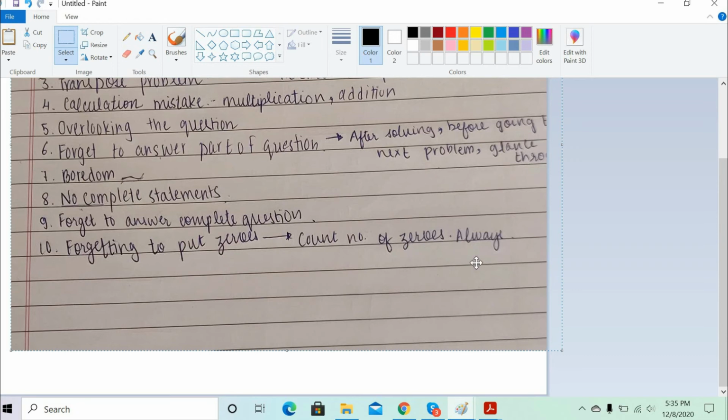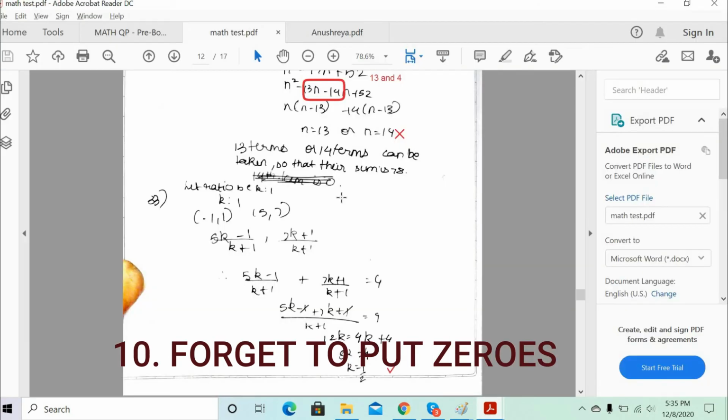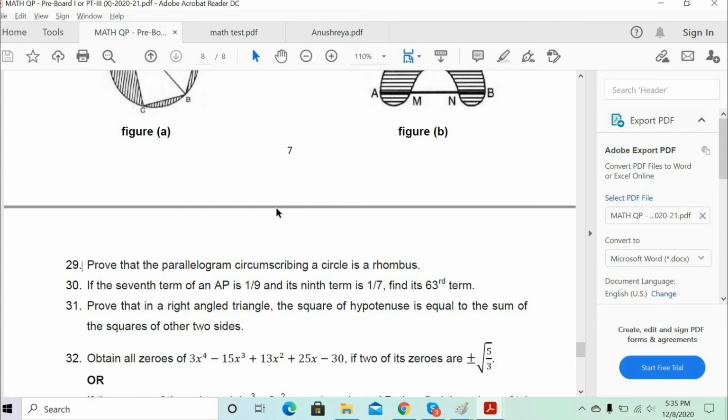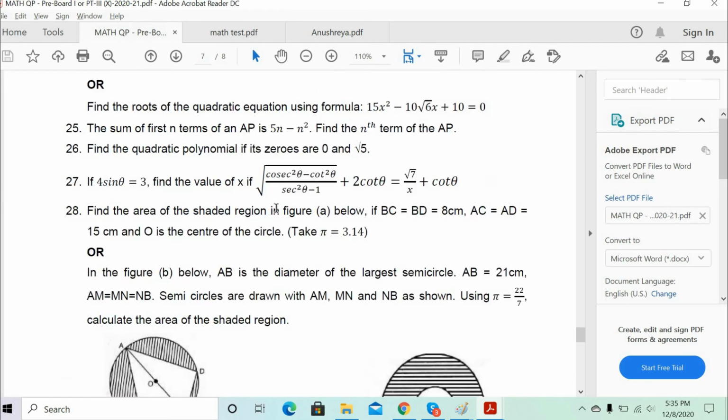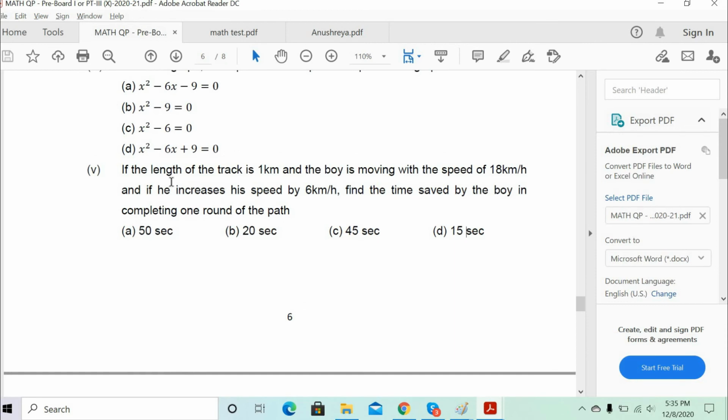Always count the number of zeros. This happens most of the time when you have unit conversions. For example, if the data is given in inches and you are asked to find it in centimeters, you need to do the conversion, otherwise the answer will go wrong. Let me show you another example. If the length of the track is 1 kilometer and the boy is moving at a speed of 18 kilometers per hour, and you increase the speed by 6 kilometers per hour, find the time saved by the boy in completing one round of the path.